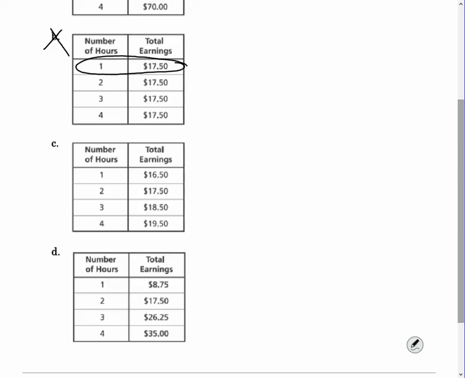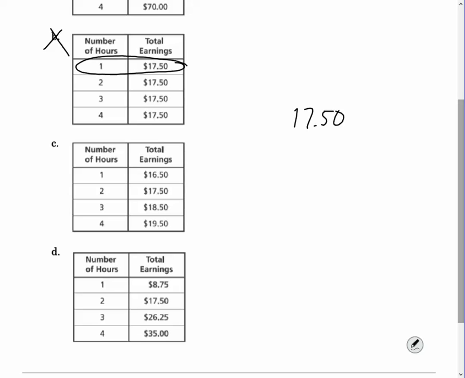3 hours is $18.50 and 4 hours is $19.50. So each hour this person works, they're only getting $1 more. So that's not what that says. We want 1 hour times $8.75. So 2 hours times $8.75 will give you $17.50, and 3 times $8.75 will give you $26.25, and 4 times $8.75 is $35. How you would get that is, 2 hours is $17.50.